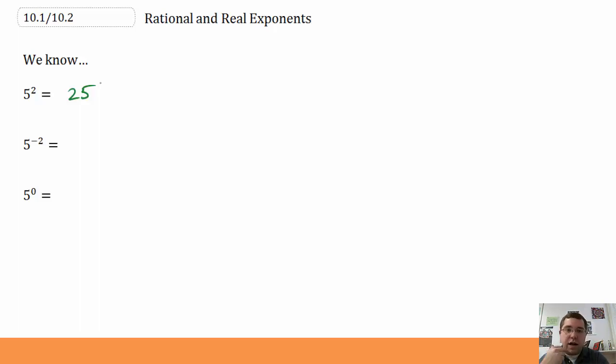We can take 5 to the negative 2 power. So if our integer is negative, we can still do it. We know a negative exponent means we put it on the bottom as a positive exponent. That's 1 over 5 squared. That's 1 over 25. Easy. We can also do 0. 0 is an integer, so we should be able to do that. Well, 5 to the 0 power is 1. Anything to the 0 power is 1. So we can take a number to an integer exponent, an integer power.